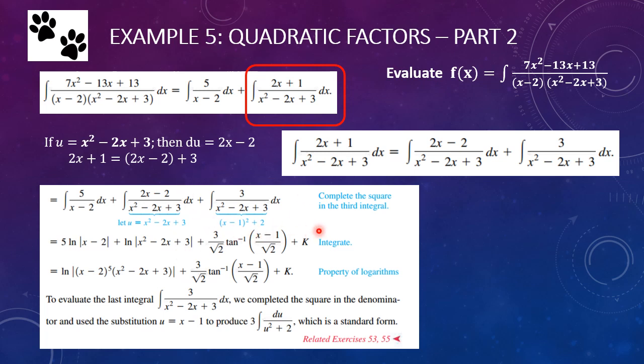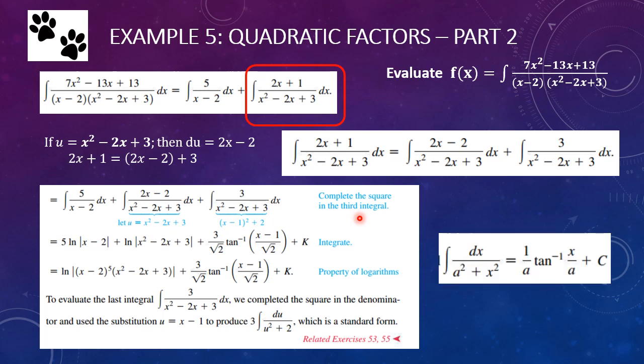Now this last one is still not easy to solve because the denominator is not factorable into linear factors. But what we can do is complete the square like we did in section 8.4. If we complete the square, notice we get x minus 1 squared plus 2. This is of the form a squared plus x squared, where a is the square root of 2, and x is going to be x minus 1.